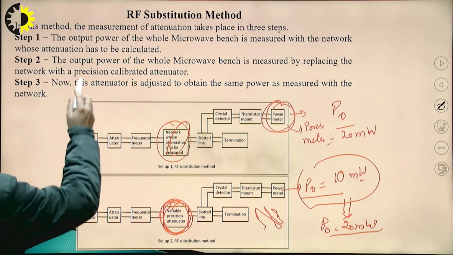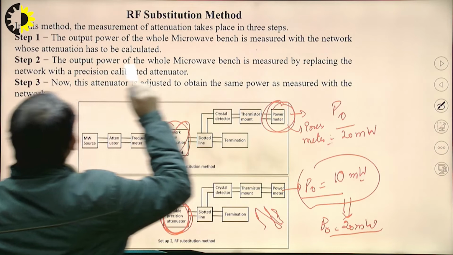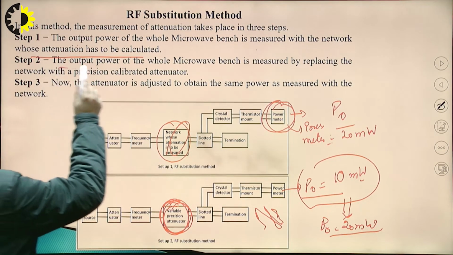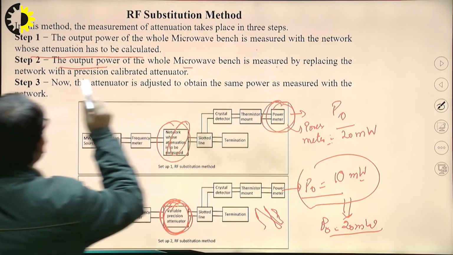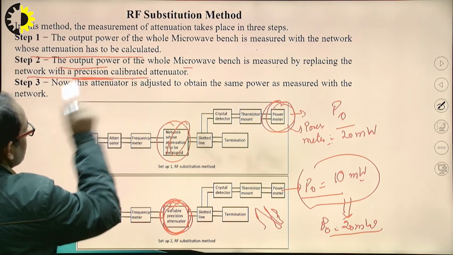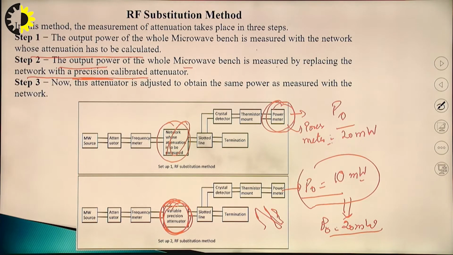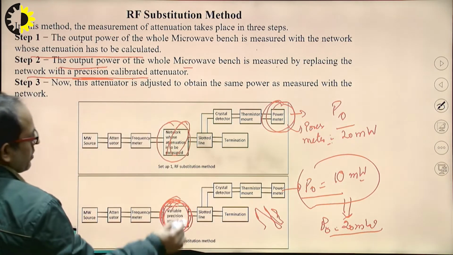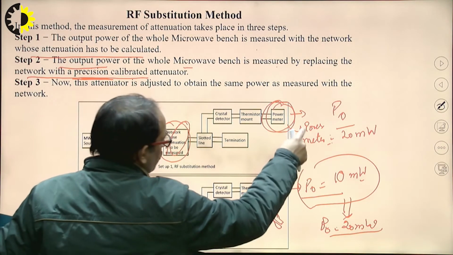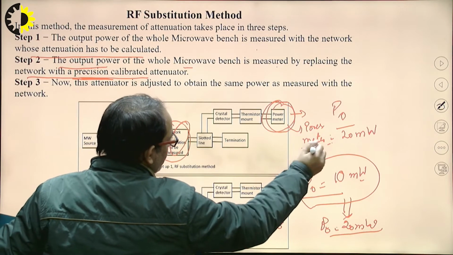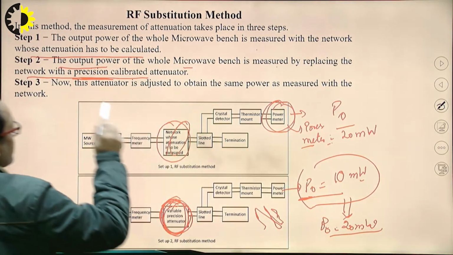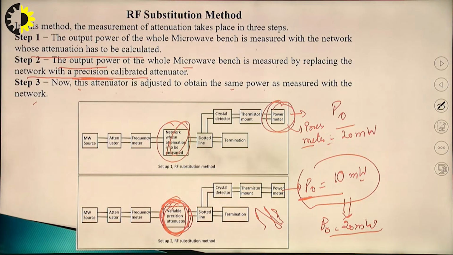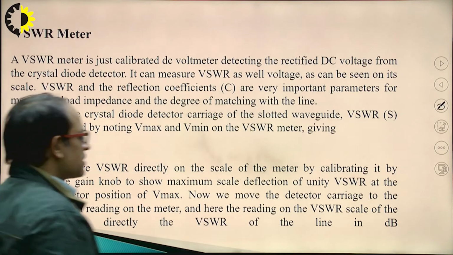See this one, the output power of the microwave device is measured with the network whose attenuation has to be calculated, and then in the next step, the output of the power meter is measured by replacing the network with a precision calibrated attenuator. In the third step, I will vary the variable attenuator so that the output of this power and the output at this power will be the same. Now this attenuator is adjusted to obtain the same power as measured with the network. Clear?